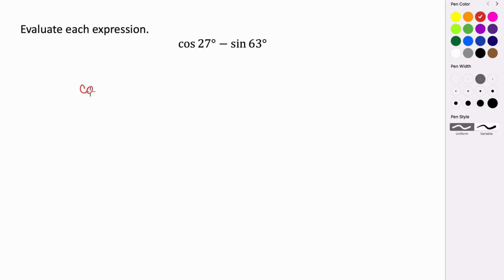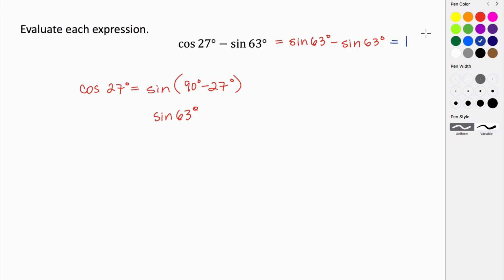So I know that the cosine of 27 degrees is equal to the sine, its cofunction, of the complement of this angle, 90 minus 27 degrees. 90 minus 27, that's just 63. So this is the sine of 63 degrees, which means that cosine of 27 can just be rewritten as the sine of 63. So this is really just the sine of 63 degrees minus the sine of 63 degrees. And when you subtract something by itself, you get 0. So these just cancel and we end up with 0.